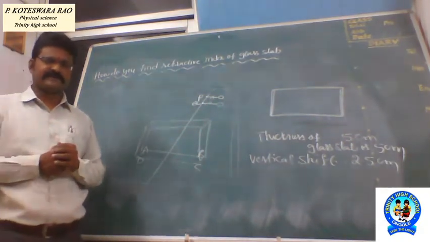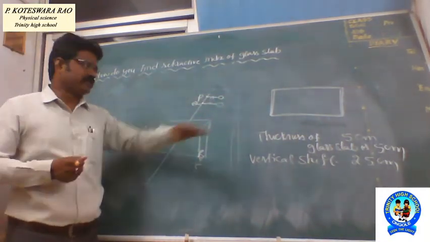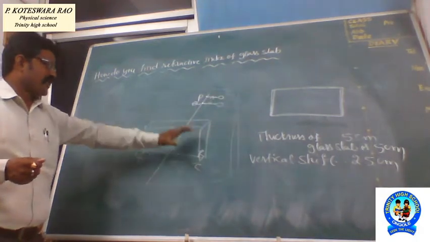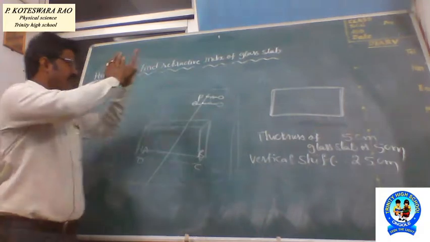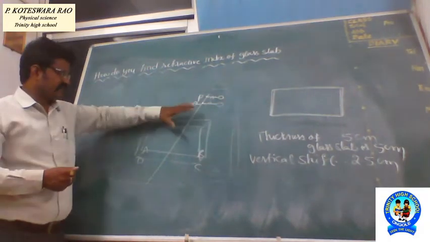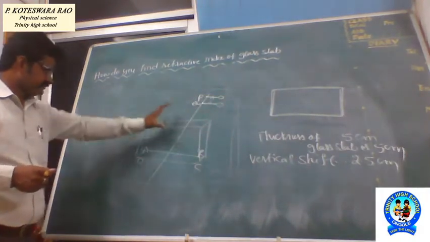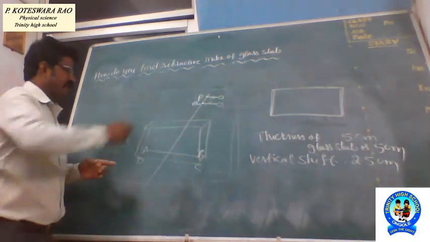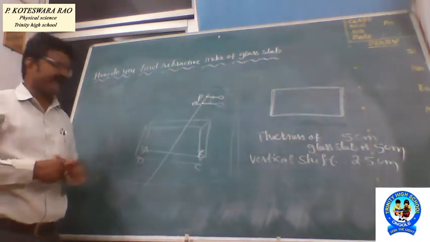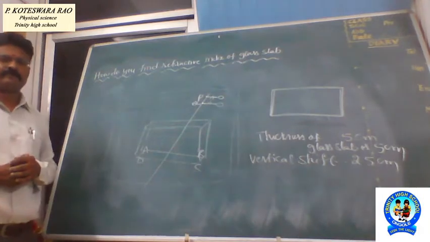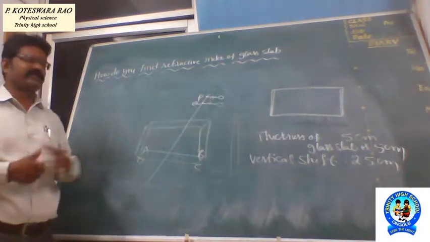Then we have to find the vertical shift. How is it possible to find the vertical shift? Take one cardboard and fix one white chart. At the center of that white chart, we place the glass slab, and with the help of a pencil, we draw the outer edges. Remove the glass slab and name the vertices A, B, C, D. And also we draw one normal line to that AB and CD.